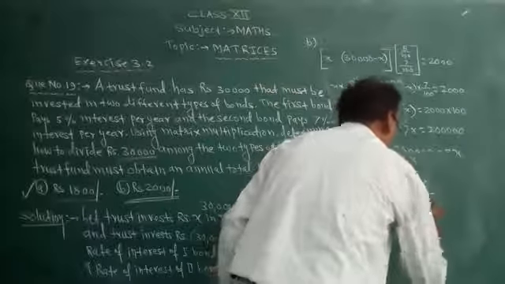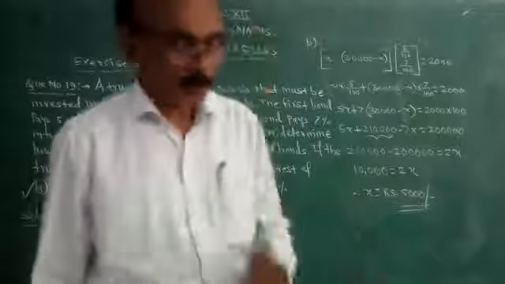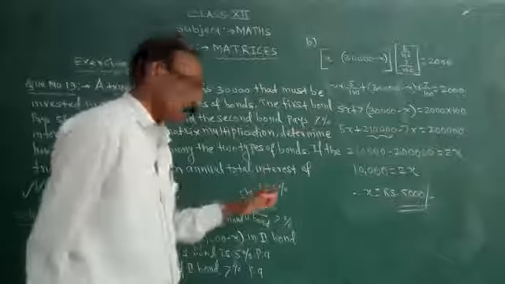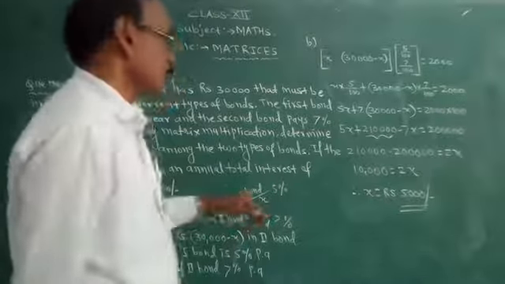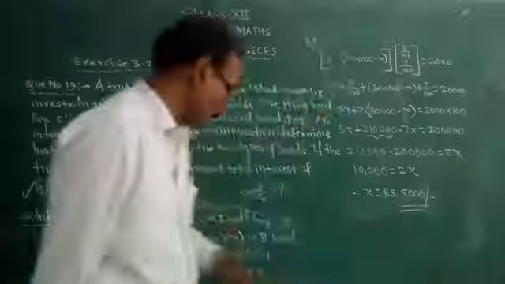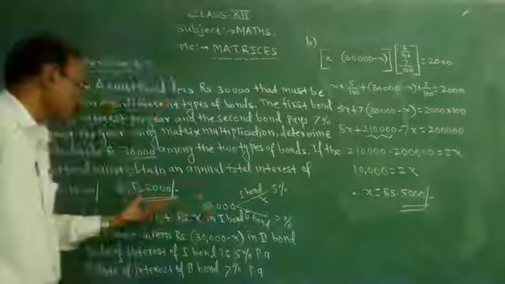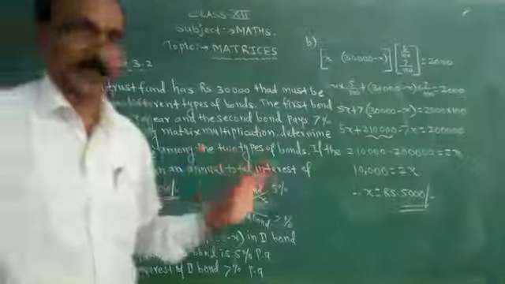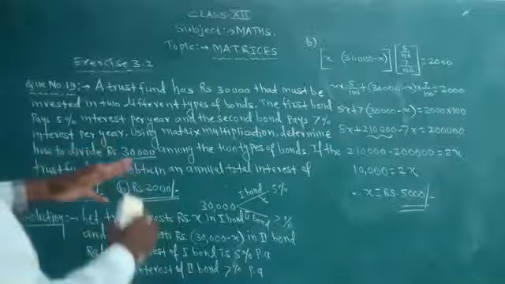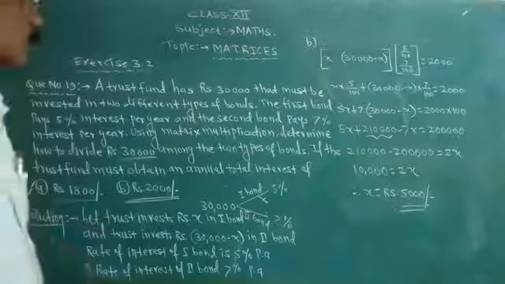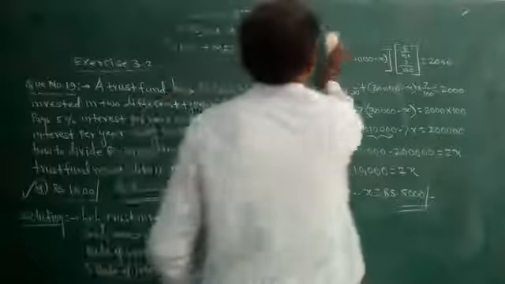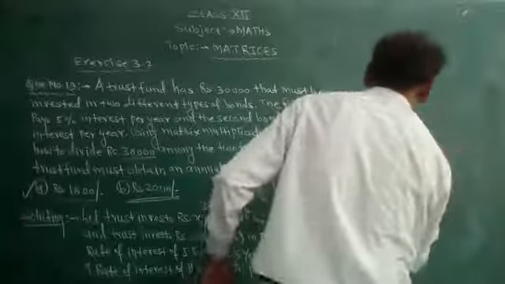Therefore, x equal to rupees 5,000. So trust has to invest rupees 5,000 in first bond and rupees 25,000 in second bond, if the trust wants rupees 2,000 as an annual interest. In this way, we can divide this rupees 30,000 into different ways. Then next.